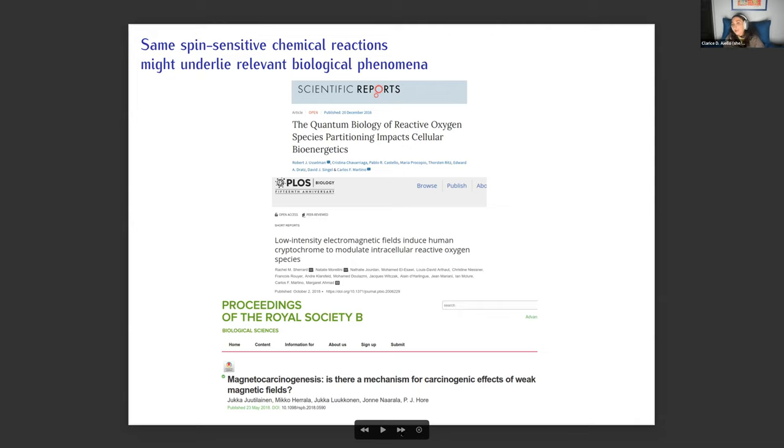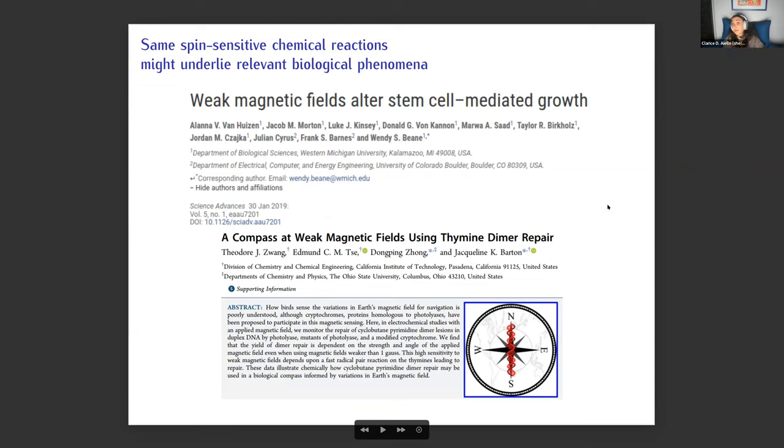For example, the production of reactive oxygen species. If you have too much reactive oxygen species, it's not good for your body. And that's why some people take antioxidants, right? The production of reactive oxygen species seems to depend on magnetic fields in a way that is consistent with it being dependent on spins. Growth of stem cells in planaria, which is a flatworm, also depends on magnetic fields in a spin-consistent fashion. How much DNA repair is done also seems to depend on magnetic fields in a way that is consistent with the spin hypothesis, right?